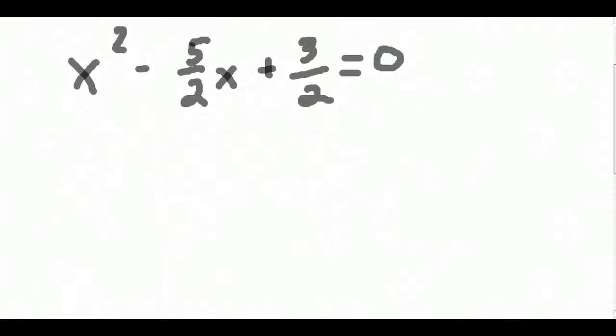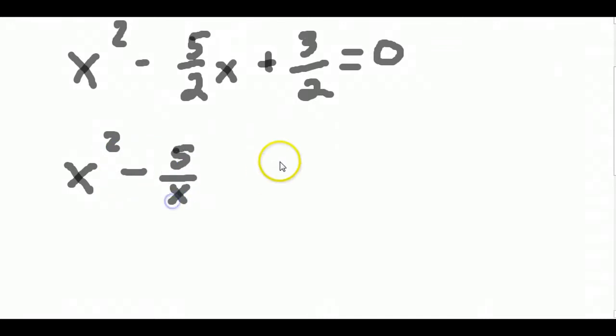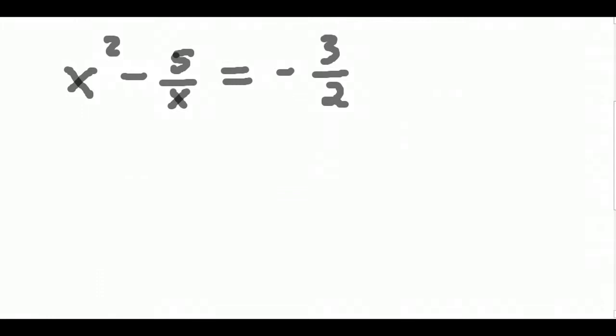So what do we do now? First things first, we want to simplify this so we can complete the square. We have to move that 3 halves to the right, so we get x squared minus 5 halves x equals negative 3 halves. By doing that, we can figure out what our C term needs to be. Everybody good with that? Yeah. I just moved that C term to the right.